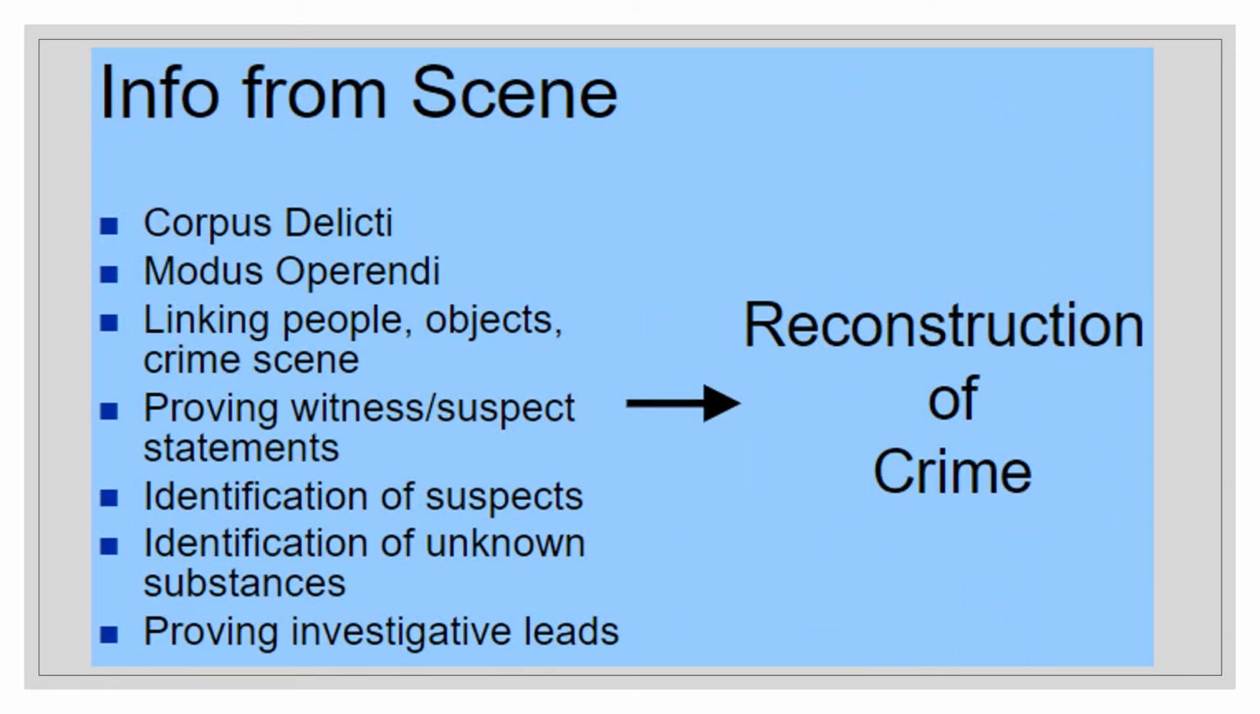Information from the crime scene: you will find concrete evidence. And if you analyze better, you can see a mode of operation. You can also link people, link the suspect, from the crime scene. You can also identify the victim if maybe the body is burned to ashes. It also provides witness and suspect statements, identification of suspects, and identification of unknown substances. So those improve the investigation leads.